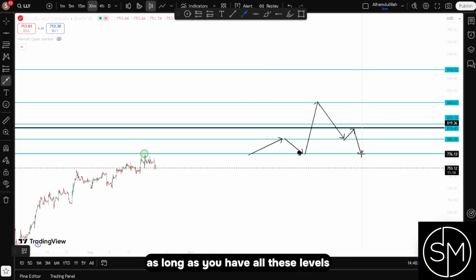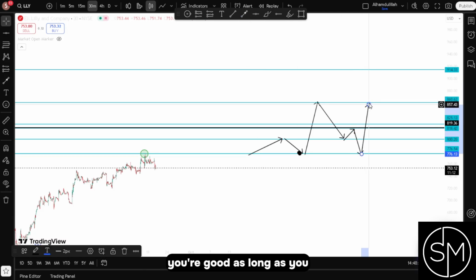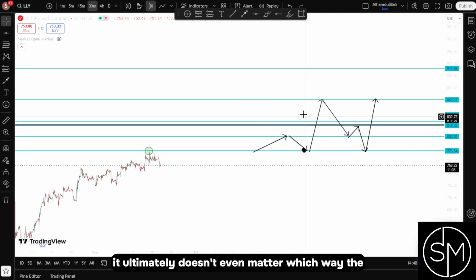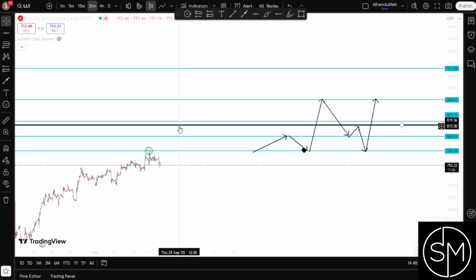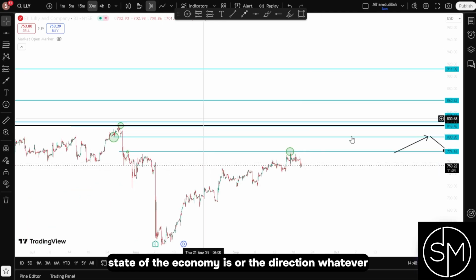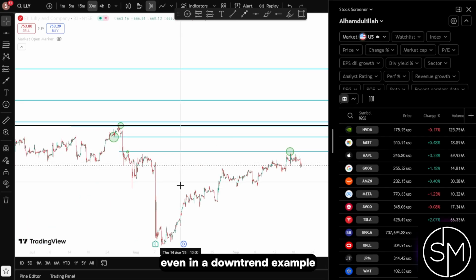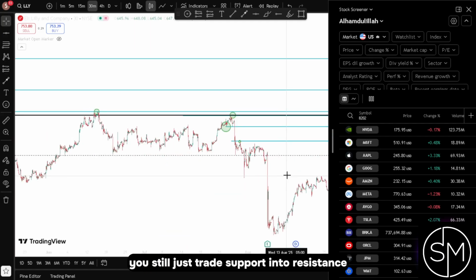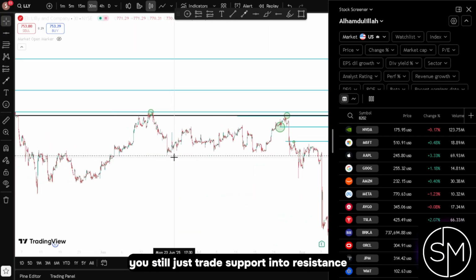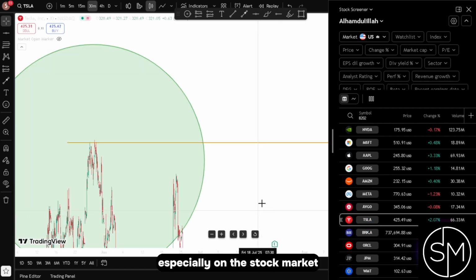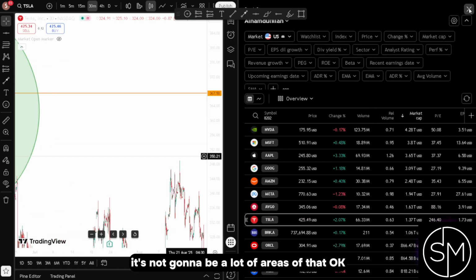So it doesn't matter. As long as you have all these levels, you're good. It ultimately doesn't even matter which way the state of the economy is or the direction. As long as you know how to trade with the trend, you're going to be good. Even in the downtrend example, you still just trade support into resistance. Especially on the stock market, it's not going to be a lot of areas of that.